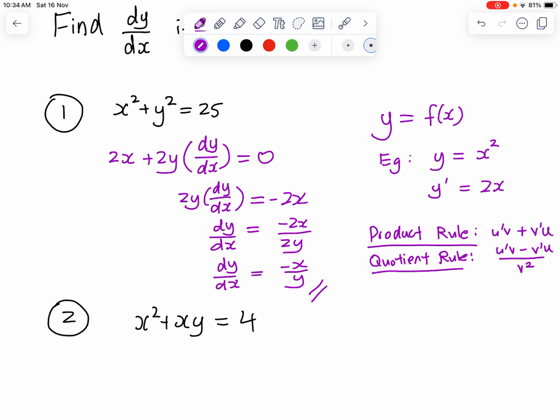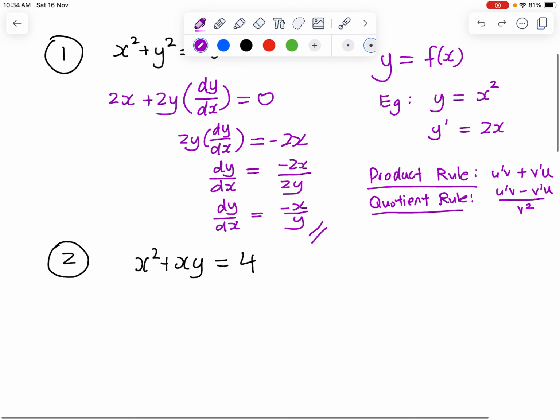Very simple, basically. Here we just found a derivative, and we didn't need to isolate y or anything like that. We just needed to always multiply by dy by dx whenever we find the derivative of y. So there you have it.